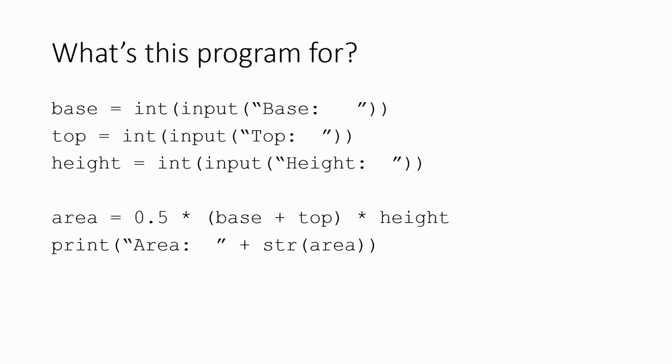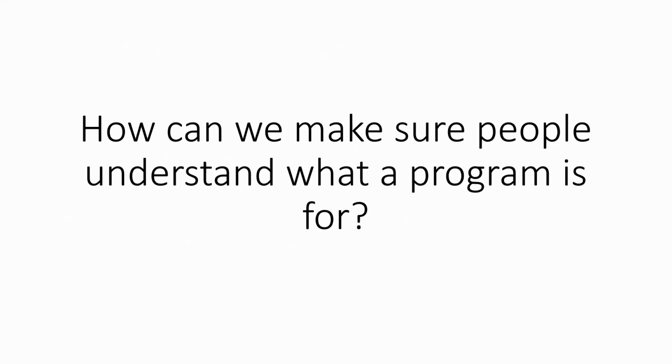There's definitely some math, right? So we see area, so maybe it's the area of something, but area of what? We get some inputs. They're all three int values. So this program, as it stands, is kind of hard to figure out what it's for, right? It's difficult for us to figure it out because it's not labeled. It doesn't give us information. So our focus today is how can we make sure people understand what a program is for?